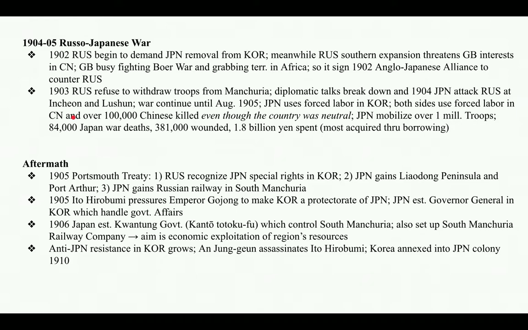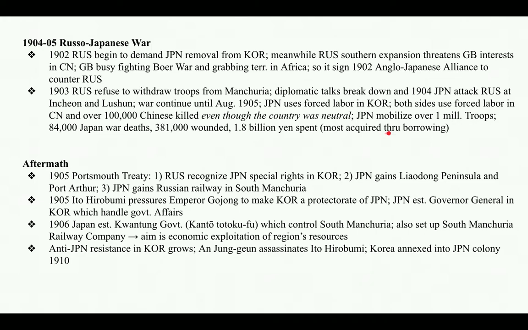And over 100,000 Chinese were killed because these battles were fought in northern China, right? Not in Russia or Japan. And over 100,000 Chinese were killed, even though the country was neutral in this conflict. Japan mobilized, meanwhile, over 1 million troops, suffering 84,000 war deaths and 381,000 wounded, while spending $1.8 billion, most of which was acquired through borrowing, as I mentioned.